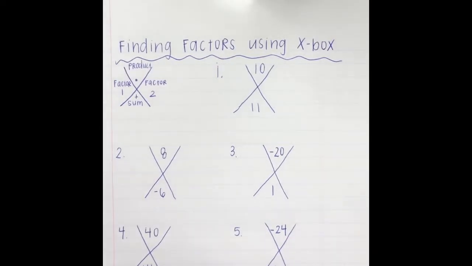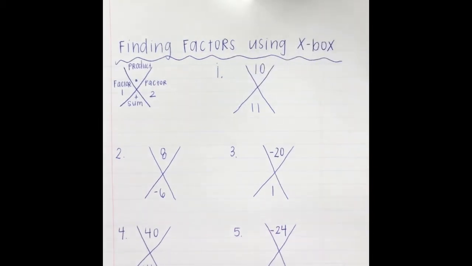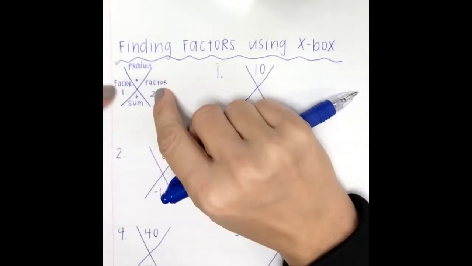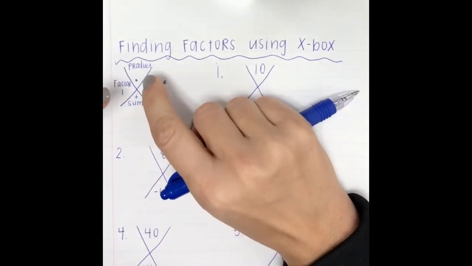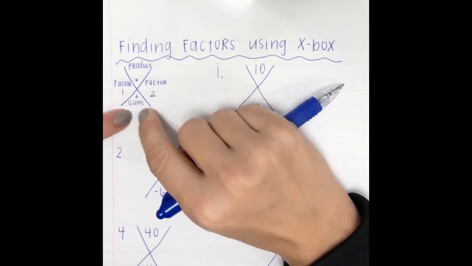Okay, so this lesson is actually super easy, super short. It's preparing us for what we're going to do next. So we're just going to work on finding factors using the X box, okay? So what we need are two numbers, two factors that will multiply to give you this number, and then we'll add together to give you this number, okay?